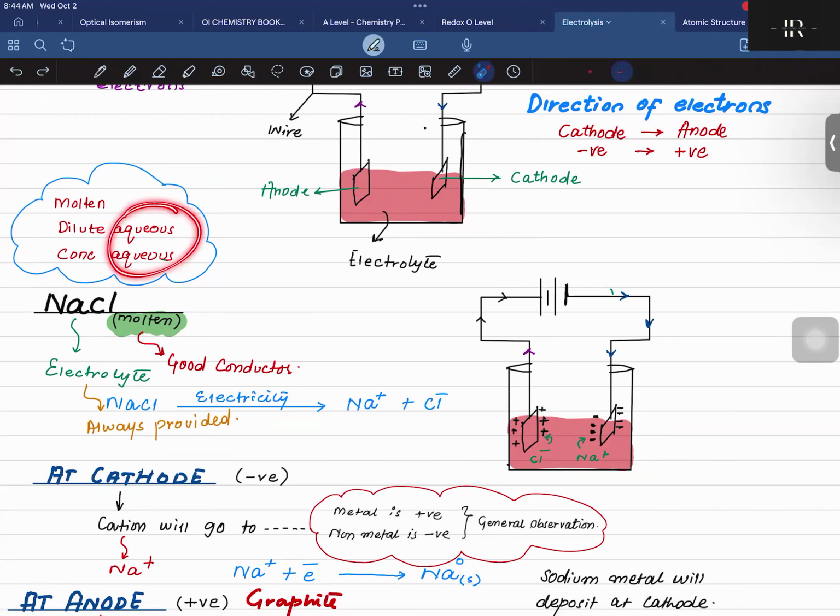And aqueous means the substance is dissolved in water. If the water is in greater quantity, it means that this is dilute. And if the water is in lower quantity, meaning the solvent is in lower quantity, you would say that this is concentrated. But you would use the term aqueous when there is no molten case. So you would be using the term aqueous. Okay. So that's it for the molten case.